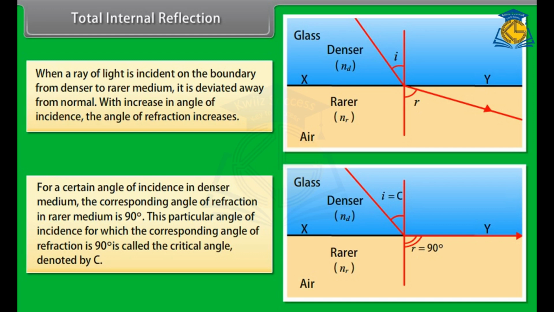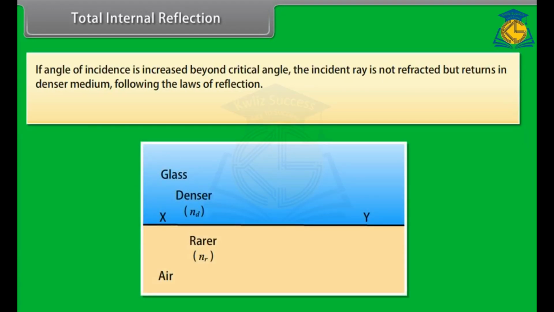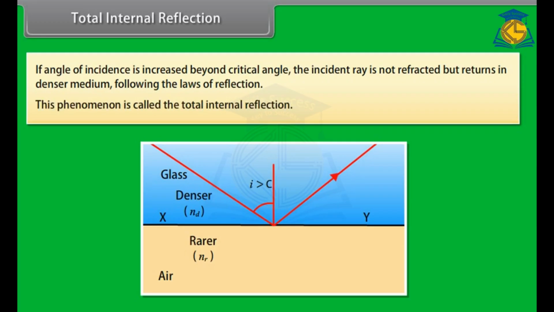denoted by C. If the angle of incidence is increased beyond the critical angle, the incident ray is not refracted but returns in the denser medium following the laws of reflection. This phenomenon is called total internal reflection.